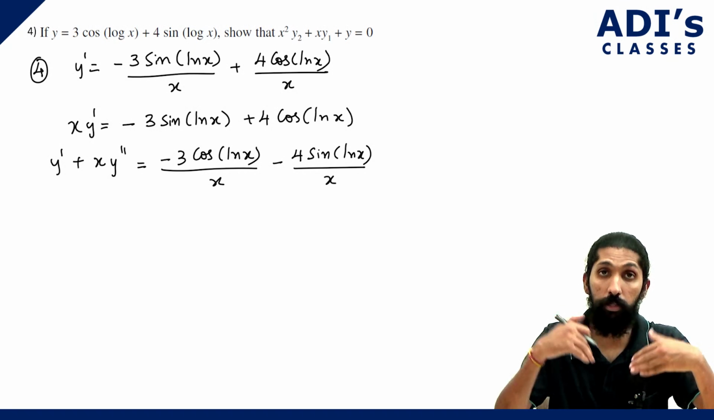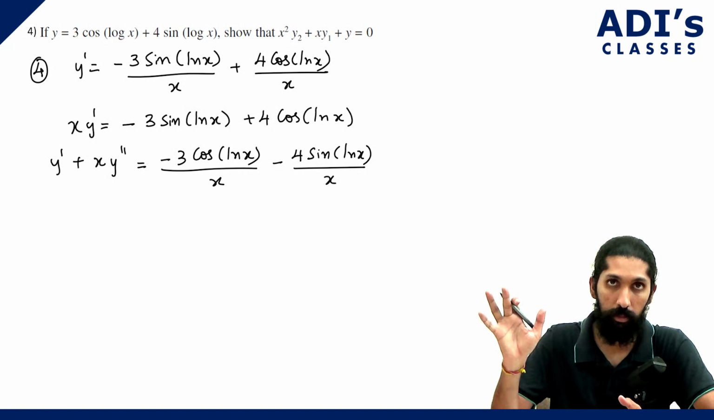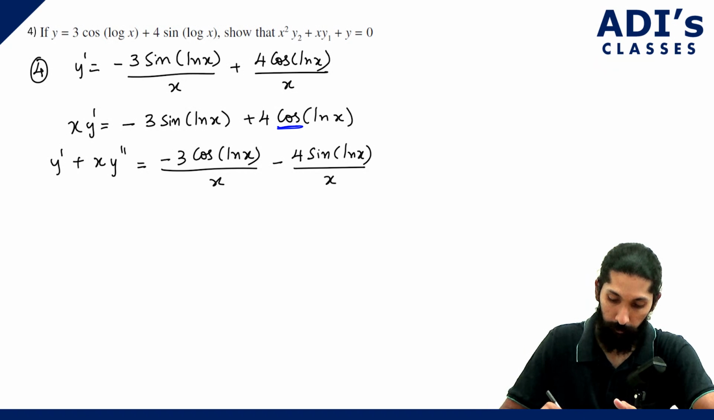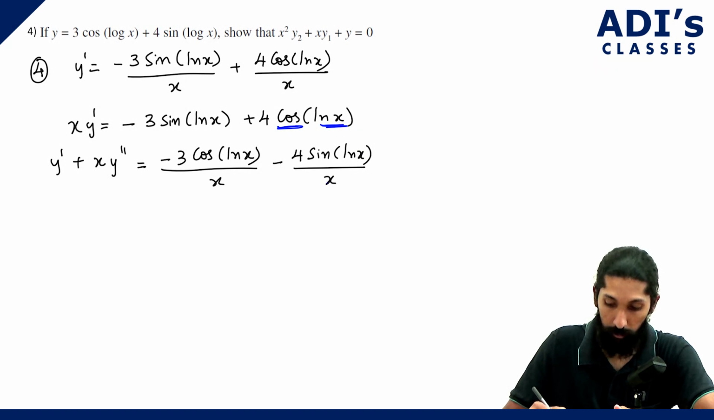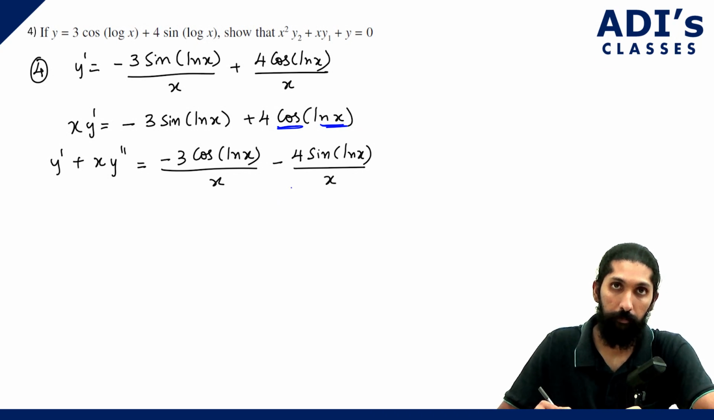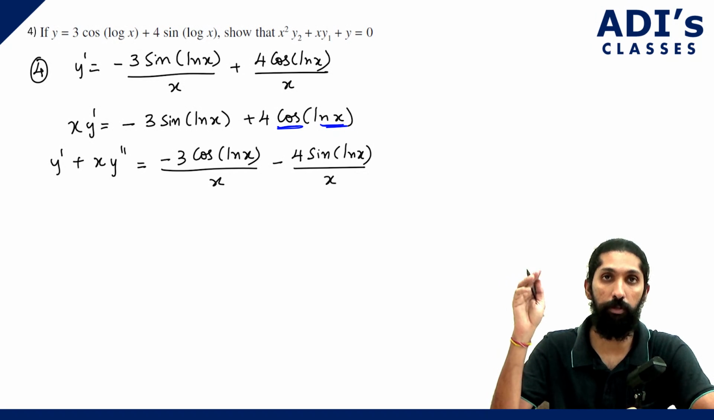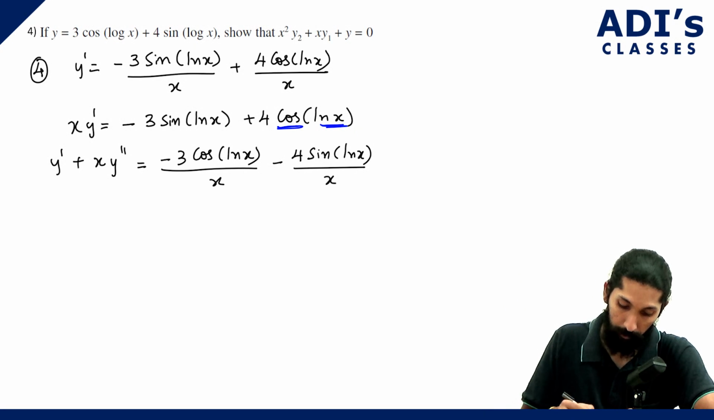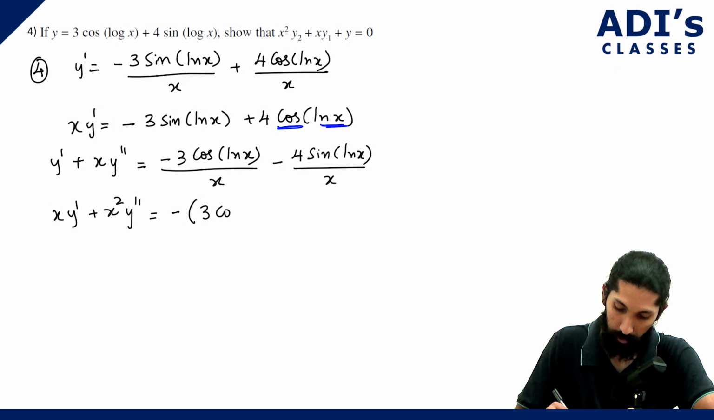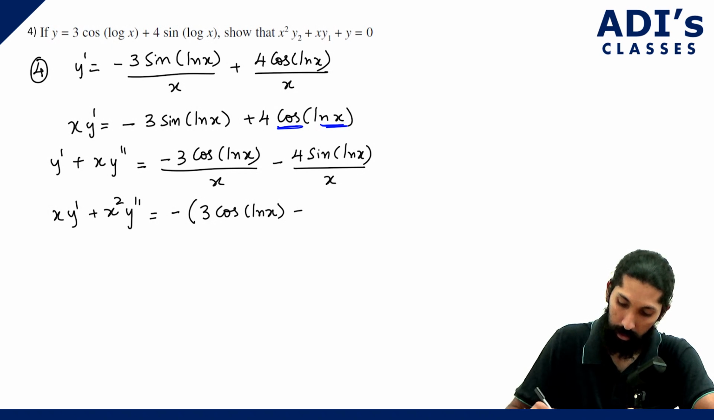I hope this is clear because we are just using the chain rule. That's all. Nothing more, nothing less. So you have the cosine function first, differentiate, sine. Then inside part you have log x, differentiate, 1 by x. That's how you got it. Correct? Again, here what you do? You are going to multiply the entire equation by x. See, if you multiply, what you are going to get is x into y dash plus x square into y double dash minus of 3 cos log x plus 4 sine log x.